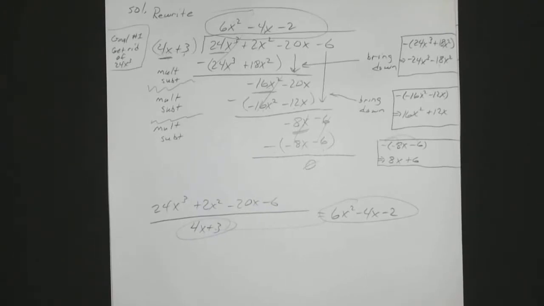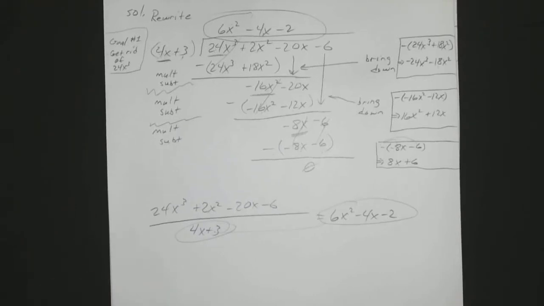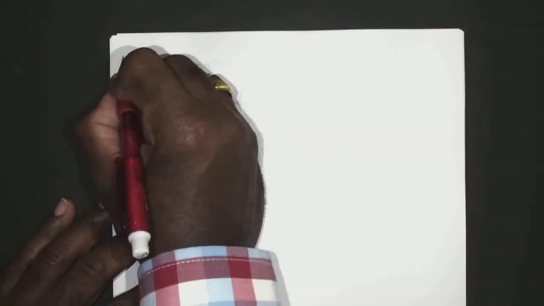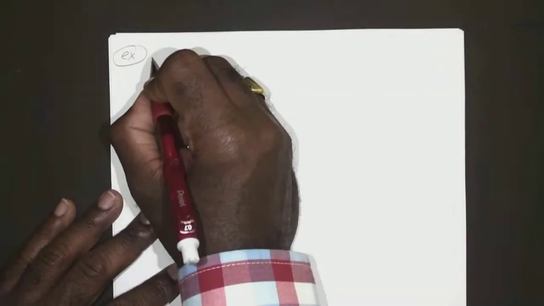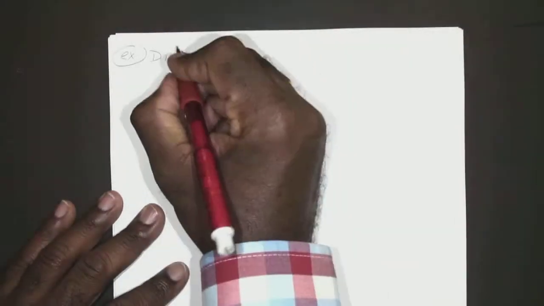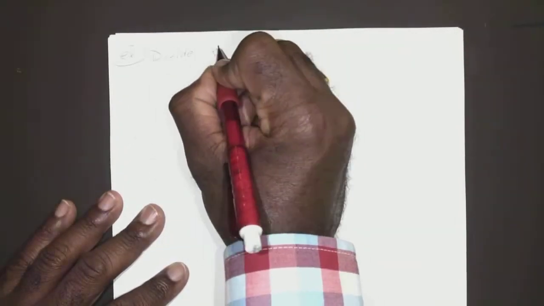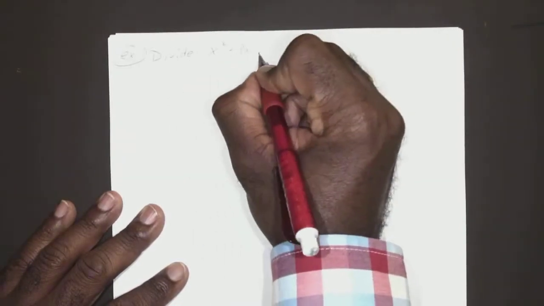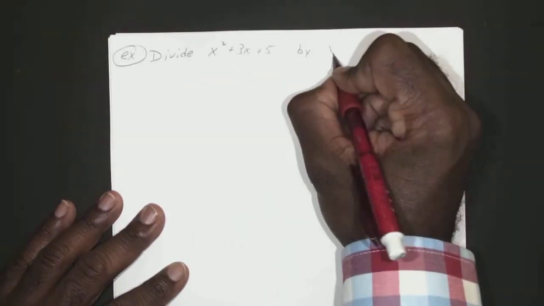Okay. Now this one won't have a remainder of 0, so it'll be a little bit different answer. All right, so let's say we wanted to divide x squared plus 3x plus 5 by x plus 1.